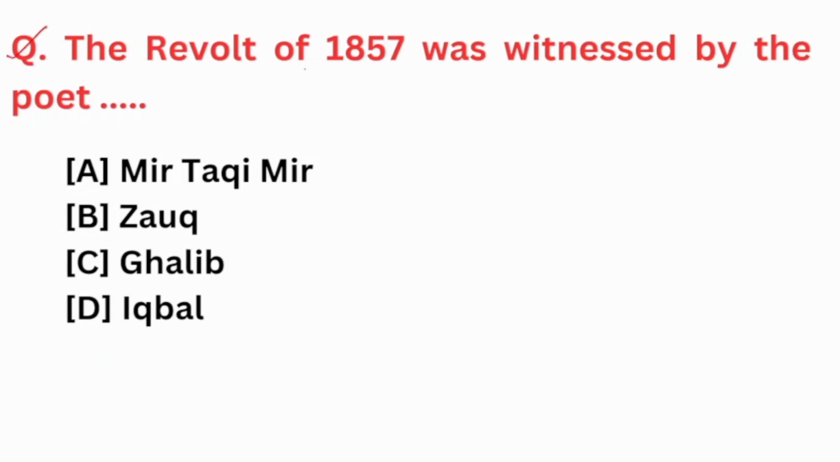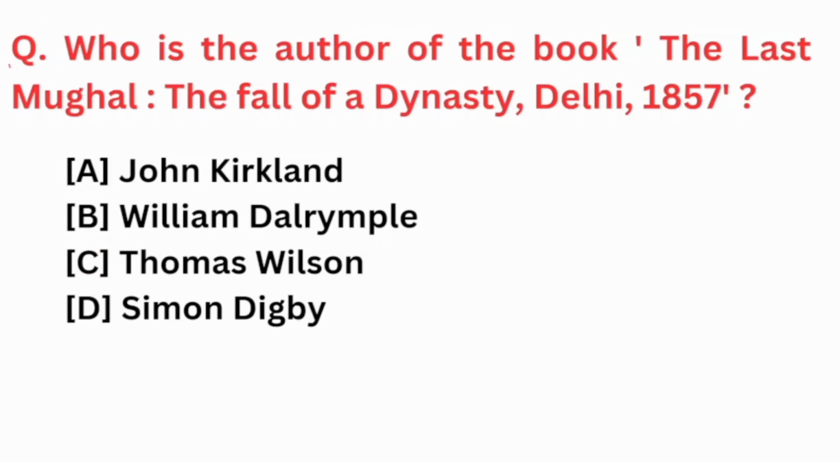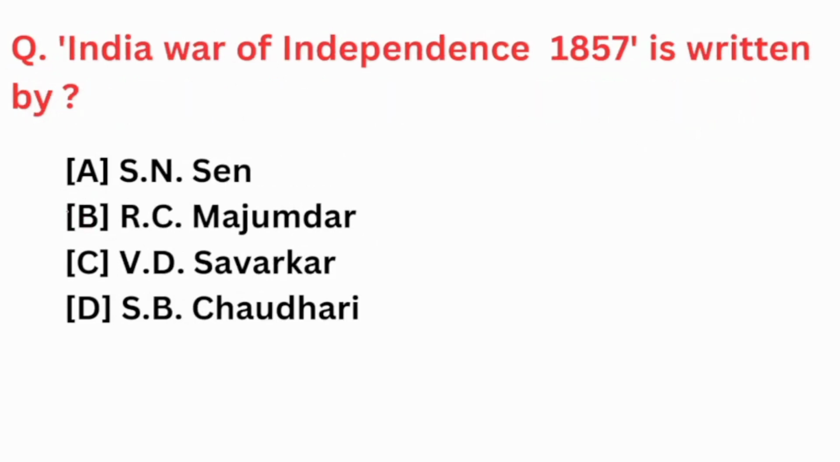Next question, the revolt of 1857 was witnessed by the poet. Option C, Ghalib. Next question, who is the author of the book The Last Mughal, The Fall of a Dynasty, Delhi, 1857? The answer is William Dalrymple. Next is India War of Independence 1857 is written by V.D. Savarkar. So V.D. Savarkar wrote India War of Independence 1857.